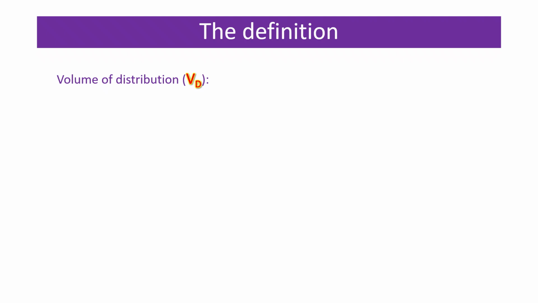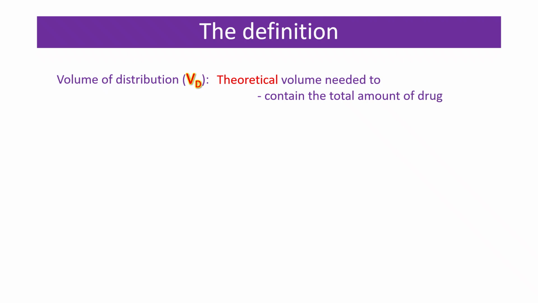Volume of distribution, usually written as V subscript D, is the theoretical volume that would be needed to contain the total amount of drug in the body at the same concentration as that measured in the plasma. In simple terms, it links two things: how much drug is in the body and how concentrated the drug is in the blood plasma.